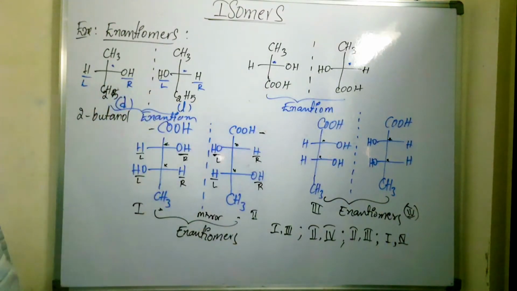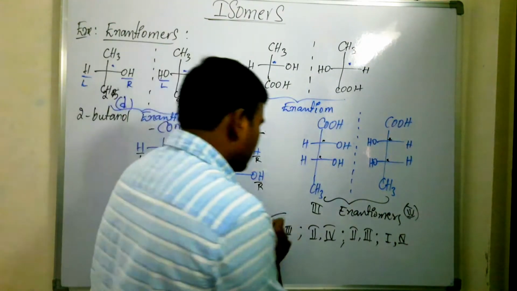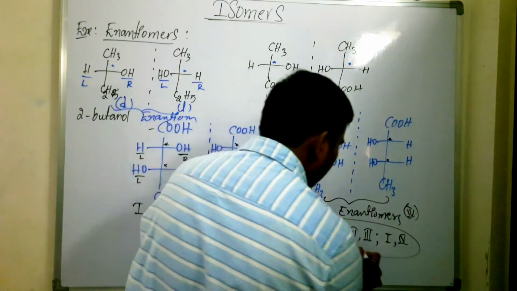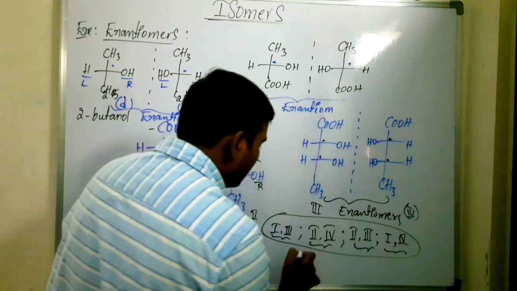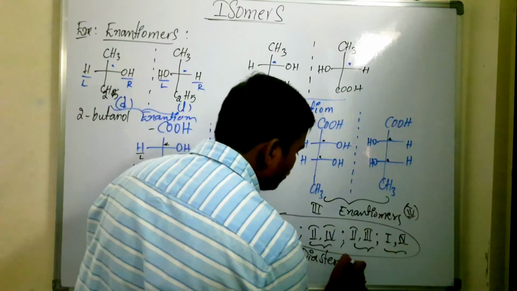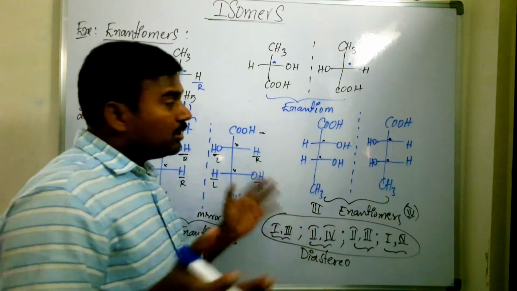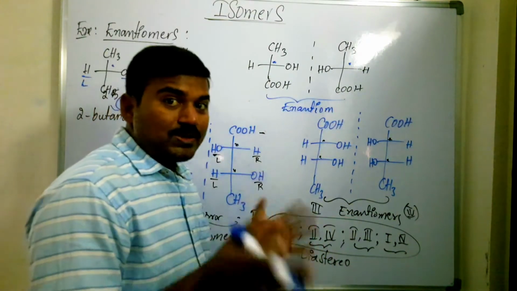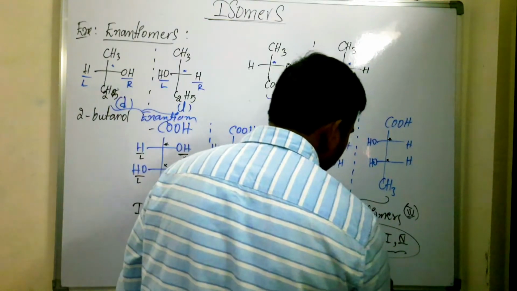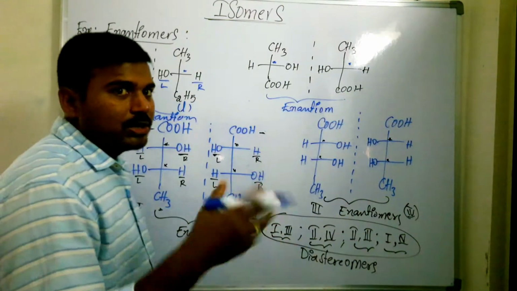These all will be diastereomers. These are pairs of diastereomers. This is one pair, this is another pair, this is another pair, this is another pair. These all will come under diastereomers. That is, they are non-superimposable as well as non-mirror images. They are called diastereomers. Diastereomers are possible with more than one chiral carbon.